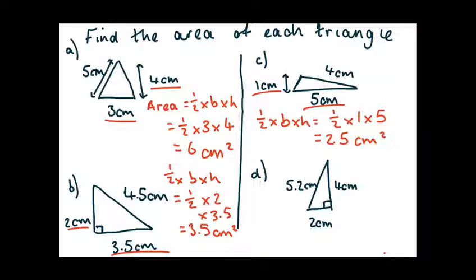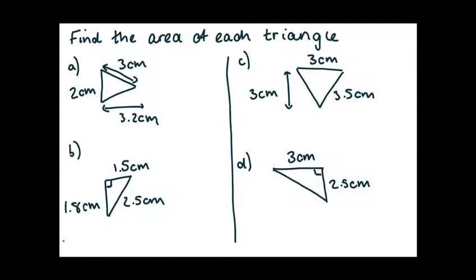Here, again, we've got a right angle triangle. So the 2 is our base and the 4 is our height. So we've got half times base, which is 2, times height, which is 4. So that gives me 4 centimetres squared.